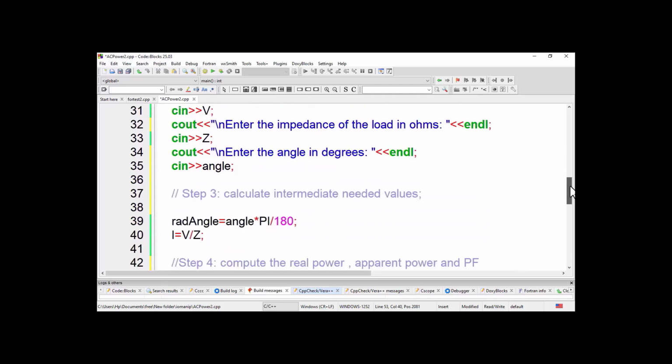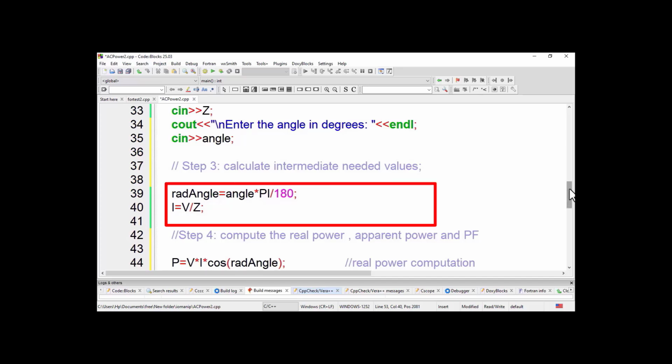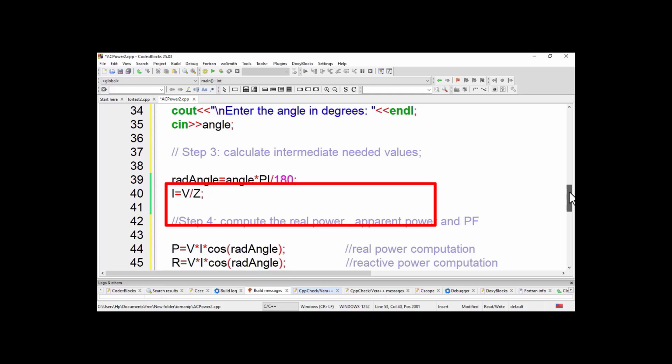Step 3, calculate the intermediate values needed. Rad angle is equal to angle multiplied by pi divided by 180, and the current I is equal to V divided by Z.